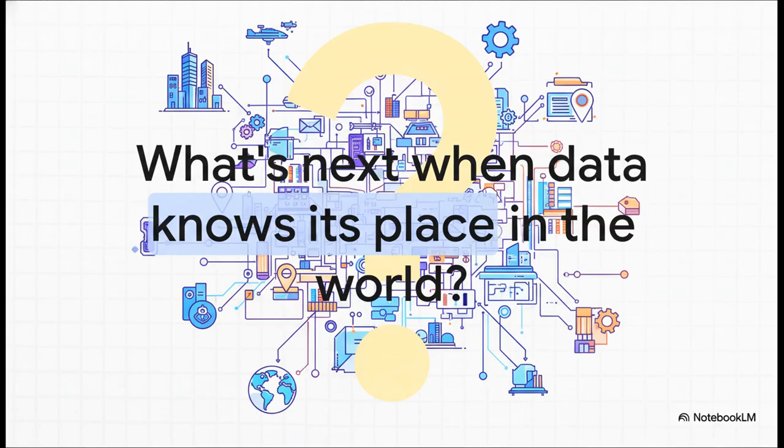Which leaves us with a pretty fascinating question to think about. Once your data understands not only what it is, but where it is and how it's connected to everything else, what new possibilities open up? This very foundation is what's powering so much of our world today, from smart cities to AI-driven logistics. So what happens next when every single piece of data truly knows its place in the world?